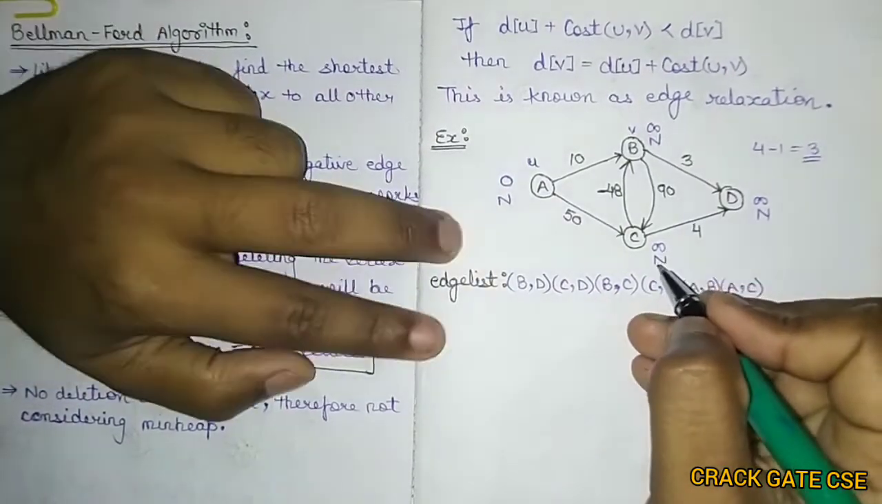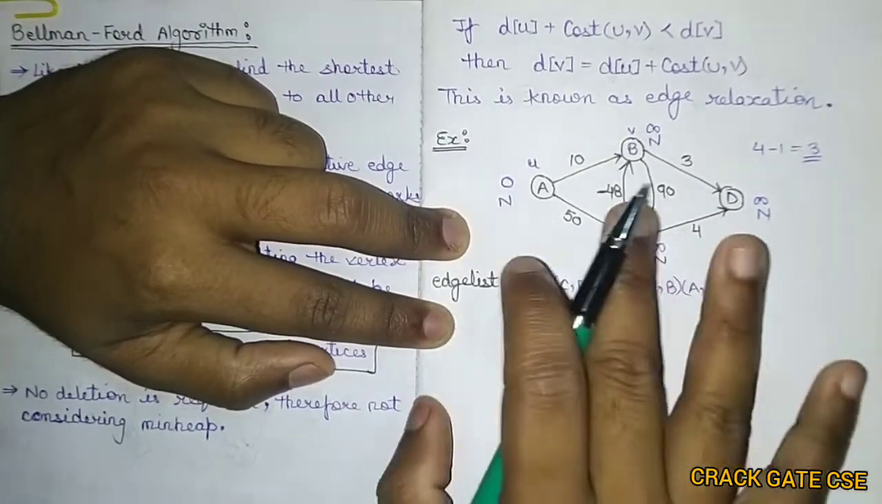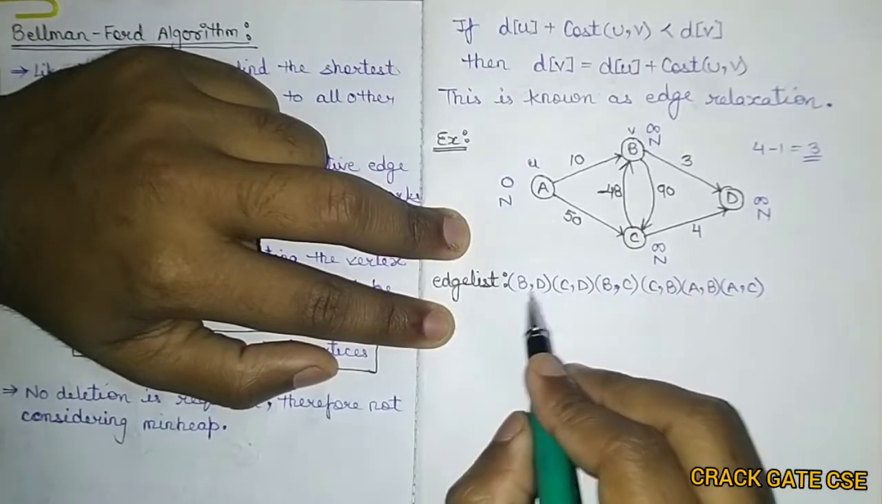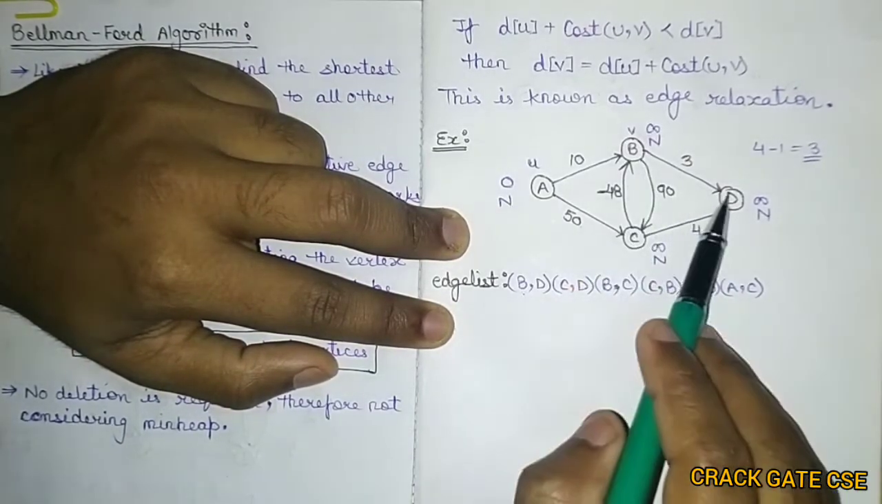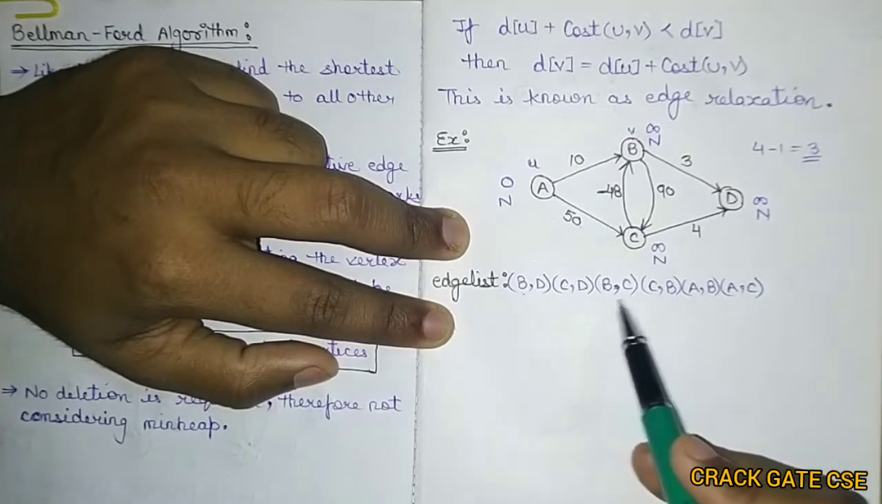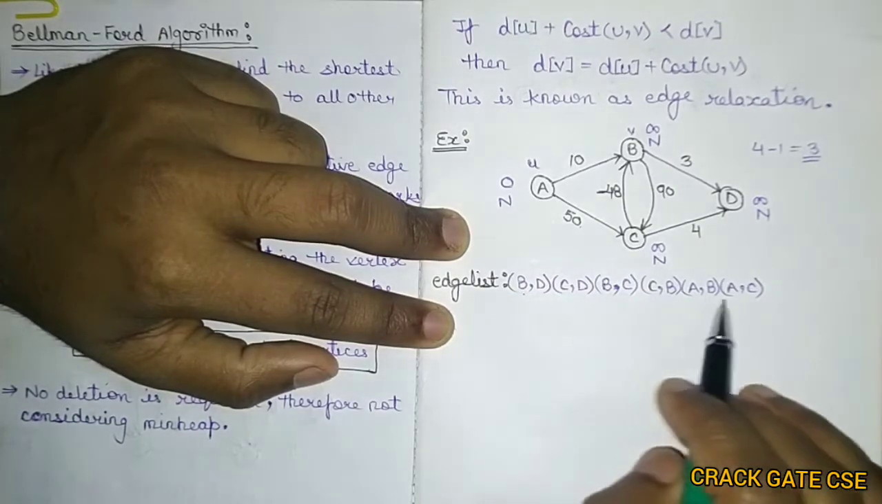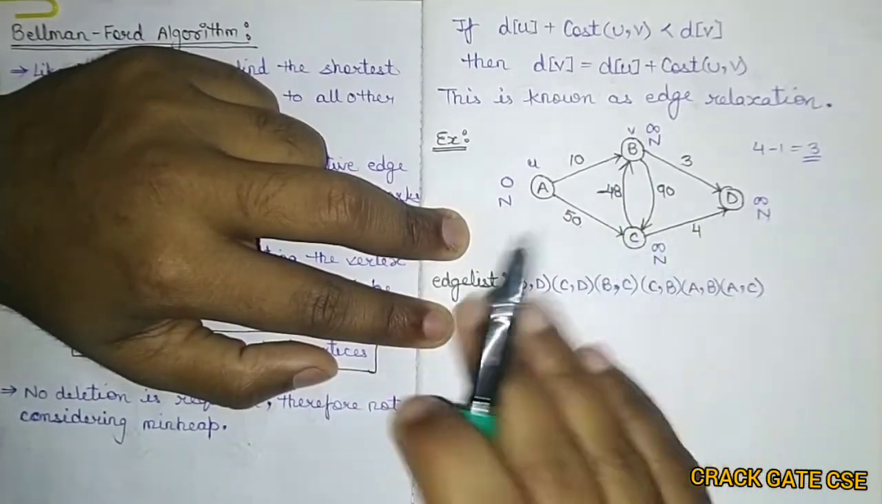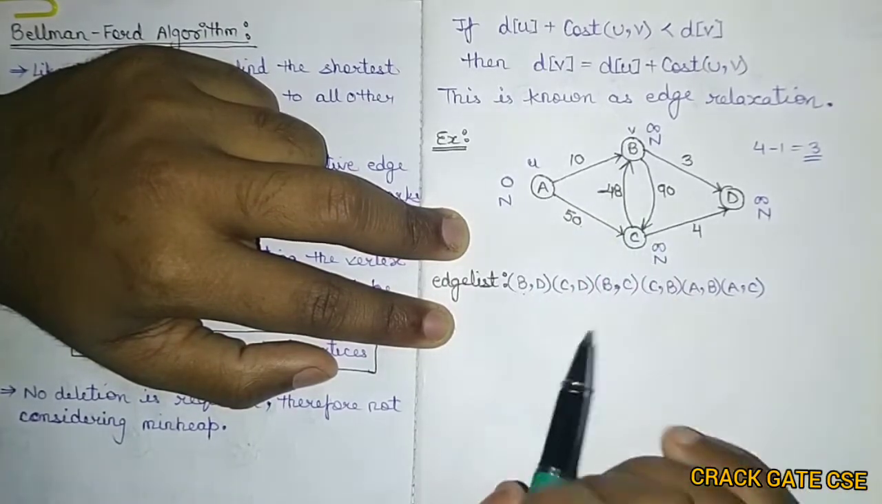Now the second step is to find out the edge list. You have to list all the possible edges present in the graph. I have 6 edges here. I wrote down the 6 edges like BD, CD, BC, CB, AB and AC. You can write down these edges in any order. The order doesn't matter. This is one possible order of the edges.